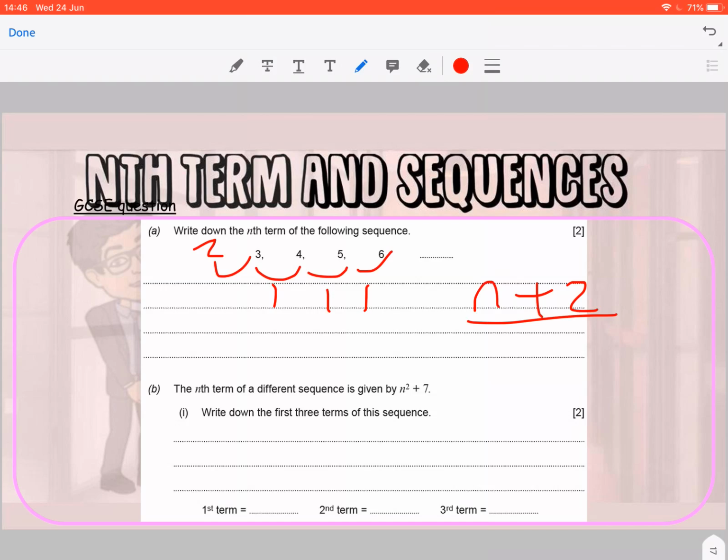Write down the first 3 terms. I'm going to put the numbers 1, 2, and 3 in instead of the letter n. So 1 squared plus 7, 2 squared plus 7, and 3 squared plus 7. Whatever term number you want, if you just put it in instead of the letter n, it'll tell you what it is. 1 squared, 1 times 1 is 1, plus 7 is 8. 2 squared, 2 times 2 is 4, plus 7 is 11. 3 squared, 3 times 3 is 9, plus 7 is 16. So I've got 8, 11, 16.